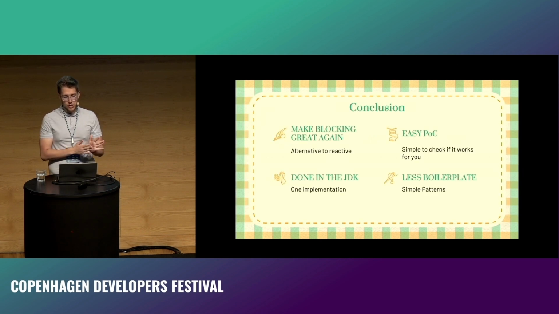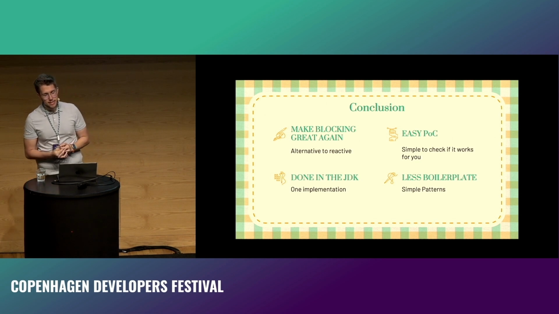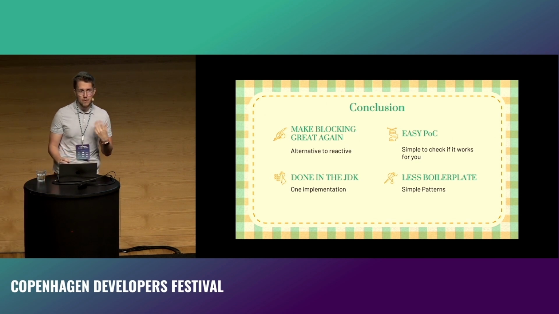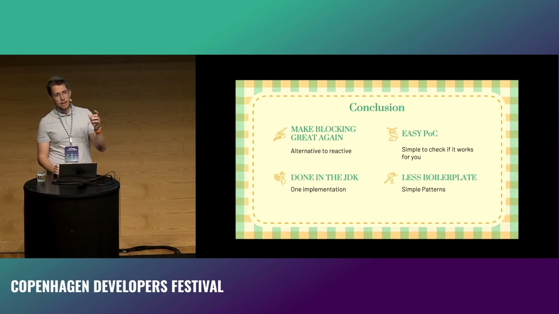Now, what's the conclusion? I think this is a real alternative to reactive, because it makes it so much easier to create a proof of concept. Even if you have your own framework, you can change your executor service to the virtual thread per task executor, and then see if your application is still running. And you don't have to rebuild everything from scratch to reactive to see if this really works.